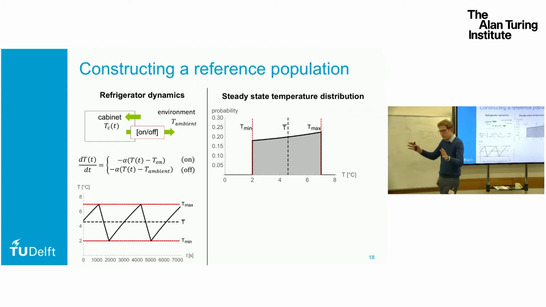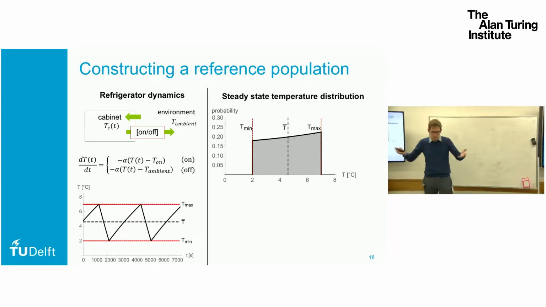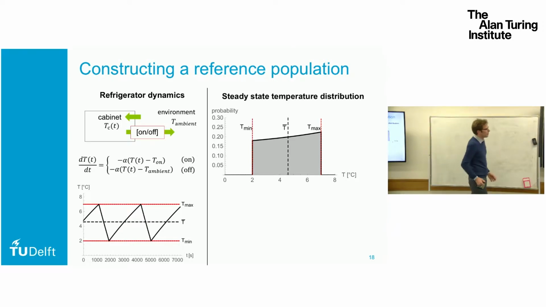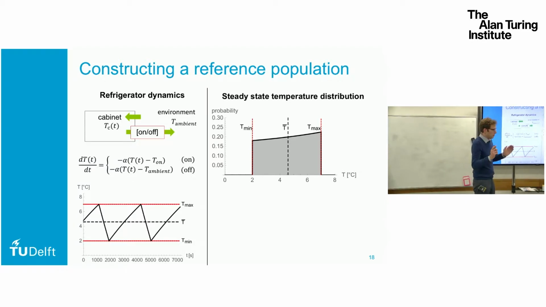So we say if we pick a random fridge of this model, and we don't know when it was switched on, right? So let's just pick one. It will be somewhere in here, and this is the probability distribution for the temperature of that fridge. Right, that's step 1.